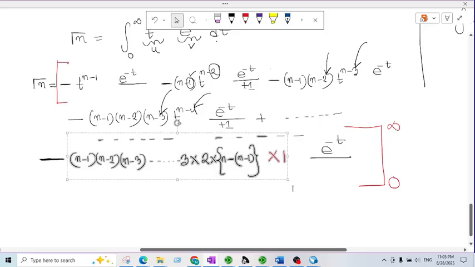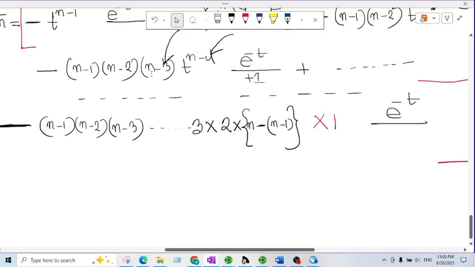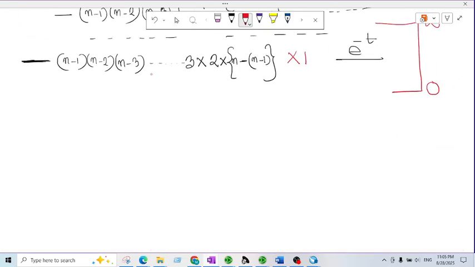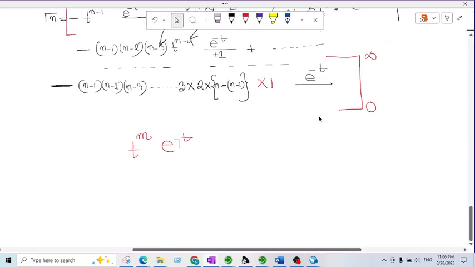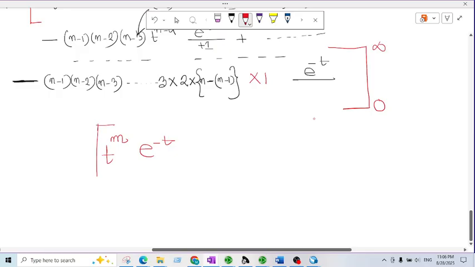That means you have two types of terms. So let's first examine the first type of terms, where you have t to the power something. Let's say you have some power, t to the power m, then you have e to the power minus t, and you will apply the limit 0 to infinity over this term, so 0 to infinity.